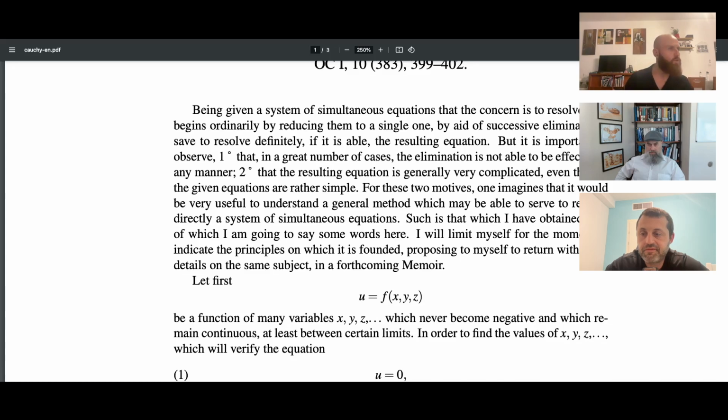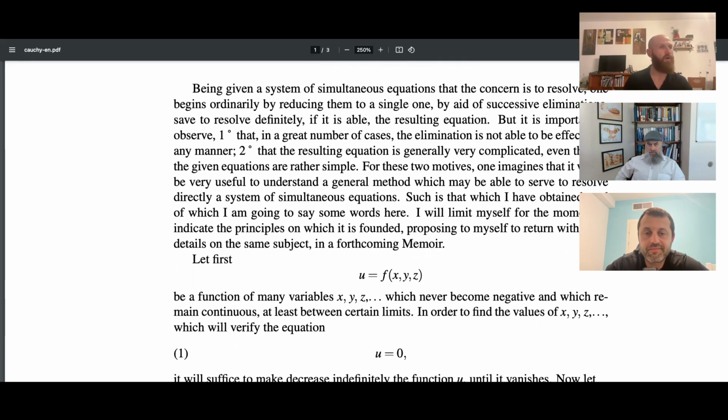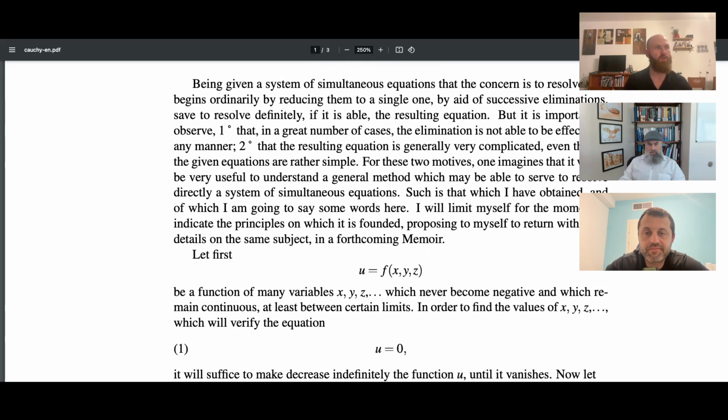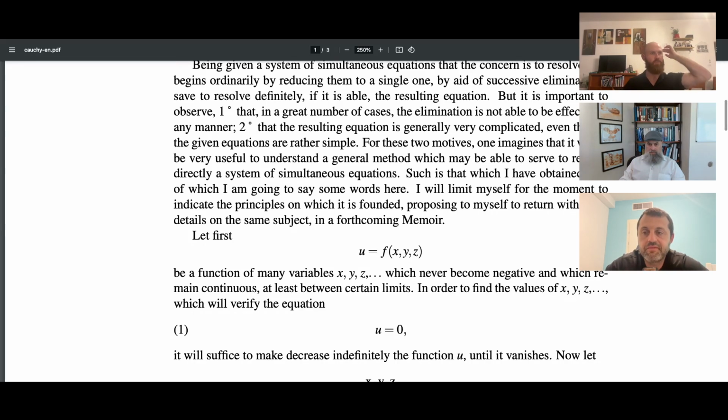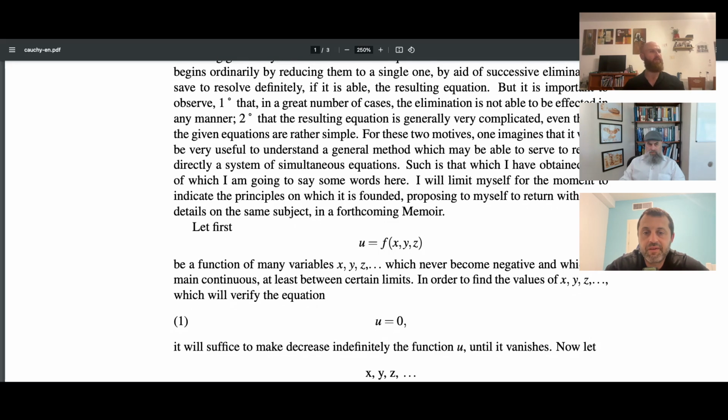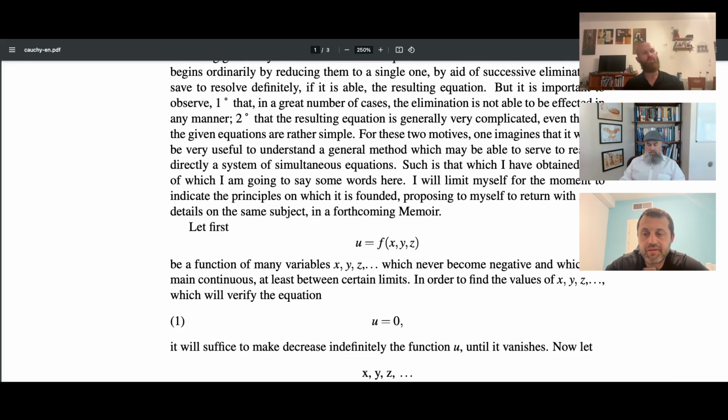Well, I'm not sure I understood this, except that you're trying to reduce them to one single equation. And then he has two observations. But it is important to observe, one, that in a great number of cases, the elimination is not able to be effected in any manner. And two, that the resulting equation is generally very complicated, even though the given equations are rather simple. Okay, so before I continue, can you give some motivation? Maybe Neil, what he's trying to do here?